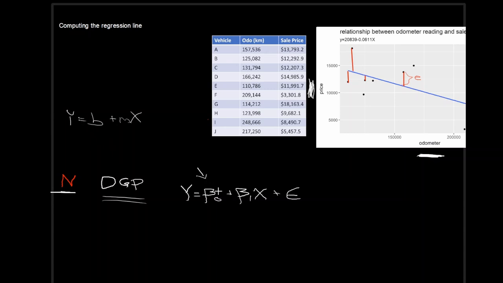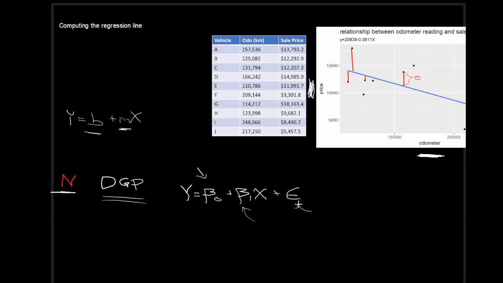So b naught is just what we had up here as b. That is our vertical intercept. B1 is just what we had up here as m. This is just our slope. This is the rate of change between x and y.